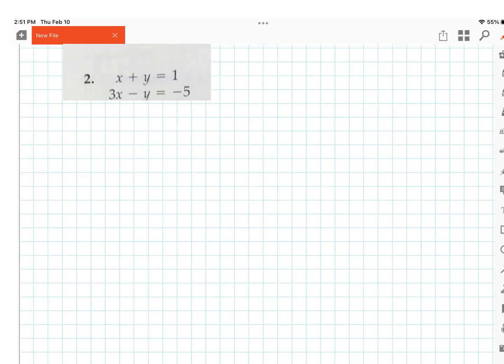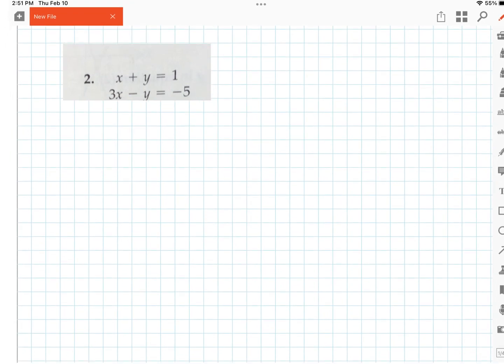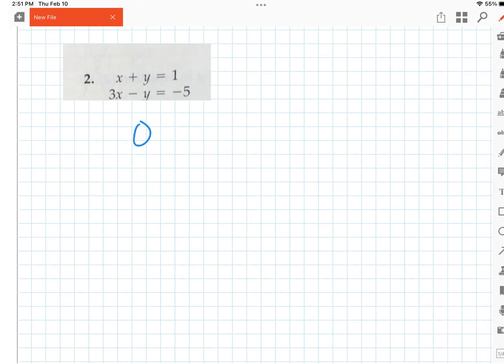Now sometimes it's easier not to put them in mx plus b form, and we can graph it using the intercept method. Now I don't remember if the Algebra 2 course shows this method, but for each of these equations, if I can find out where does it cross the x-axis, so if it crosses the x-axis, y equals 0, doesn't it? So if I go back to this first equation, I say y equals 0, does that tell me x equals 1? Because x plus 0 equals 1.